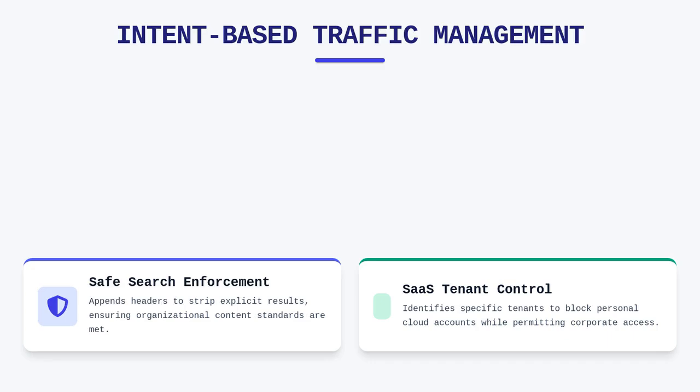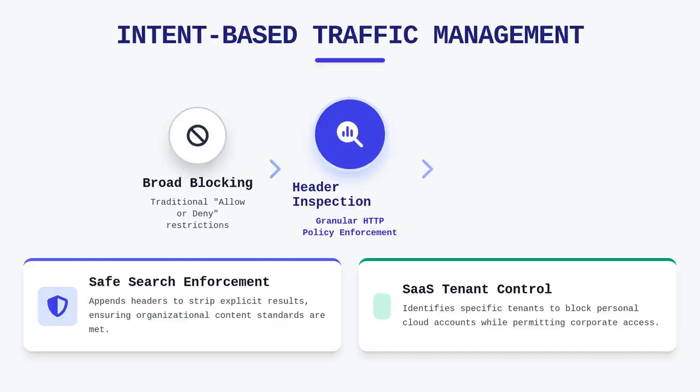Furthermore, controlling access to cloud services often requires inspecting the HTTP header to identify specific tenants, preventing users from logging into personal accounts while allowing access to corporate instances of software as a service providers. This level of control represents the transition from broad network blocking to intent-based traffic management.